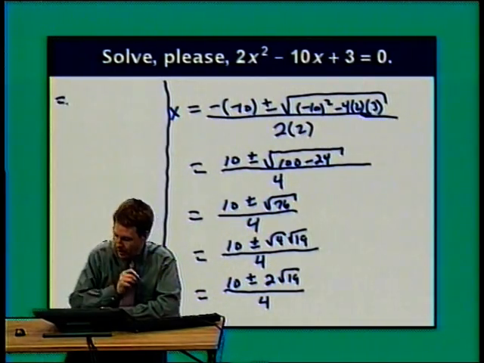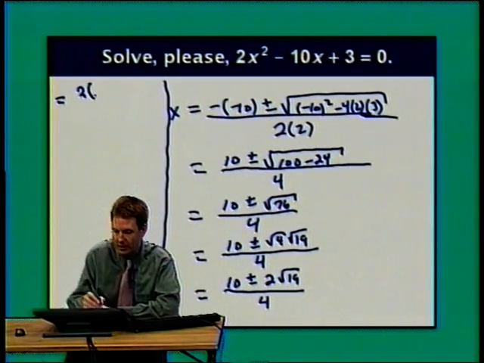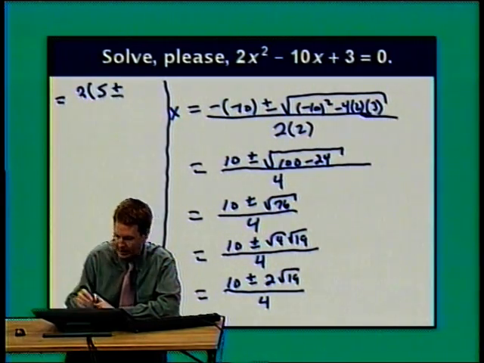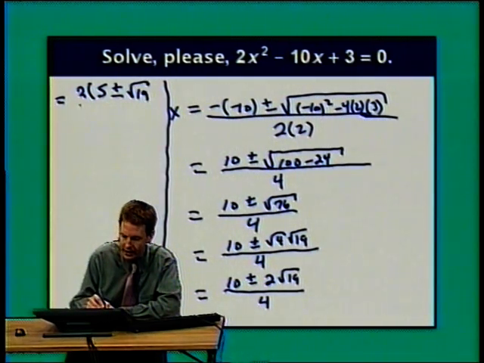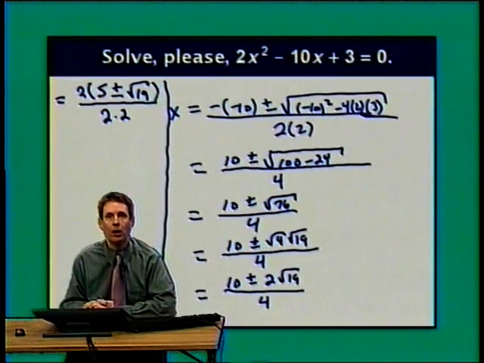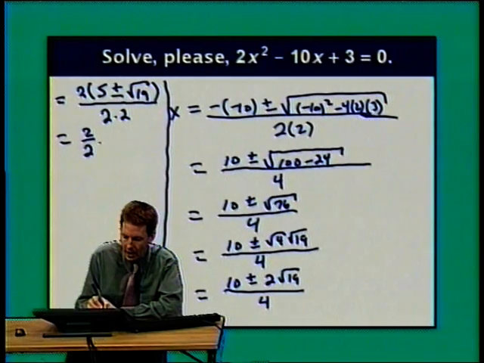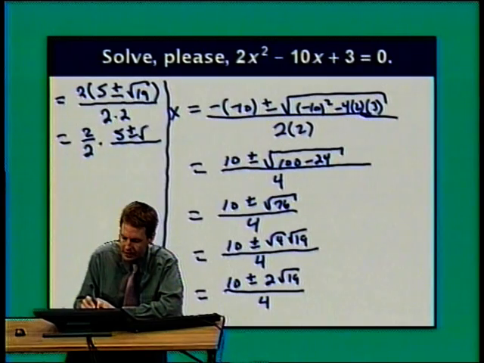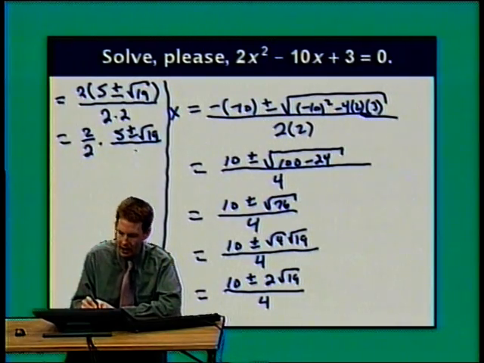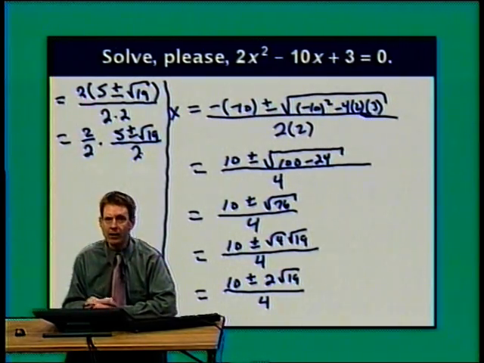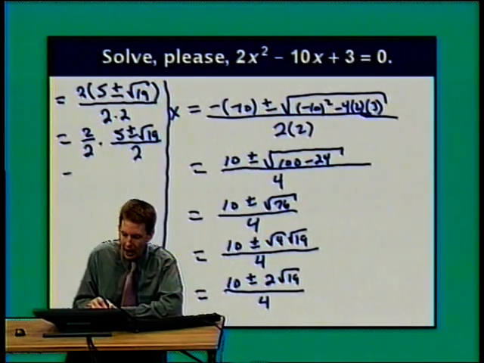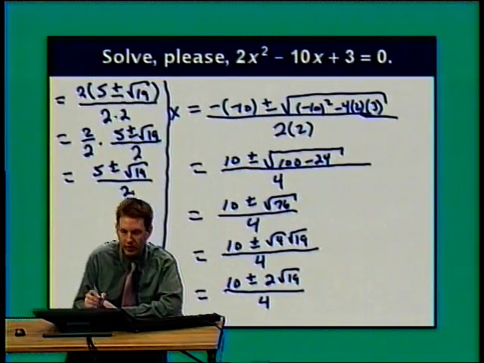So picking up, I've got 2 times 5 plus or minus the square root of 19, and this is all over 4, which is 2 times 2. So I can factor 2 over 2 from the fraction, and when I do that, I leave behind my 5 plus or minus square root 19 in the numerator, and a factor of 2 in the denominator, and since 2 over 2 is 1, I really just have 5 plus or minus the square root of 19 over 2.